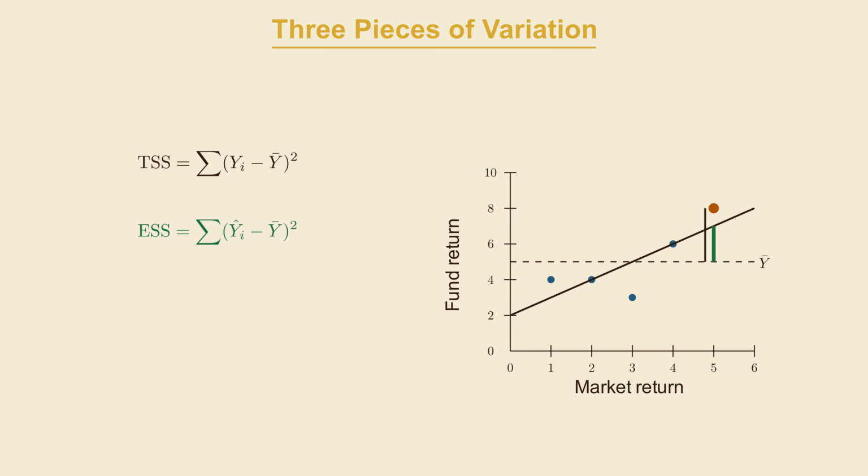And then there's what the line misses. For each month, the gap between the actual return and the predicted return is the residual. We saw residuals back when we set up OLS. Square each residual and add them up, and you get the residual sum of squares. That's the variation that the line does not explain.